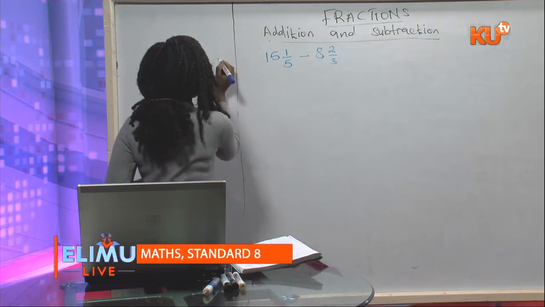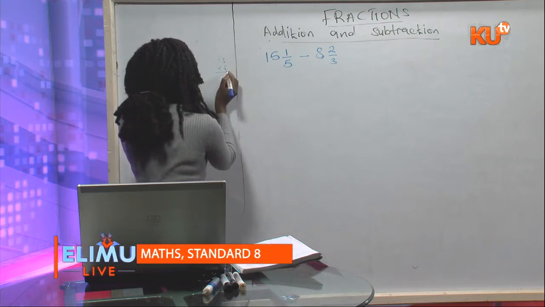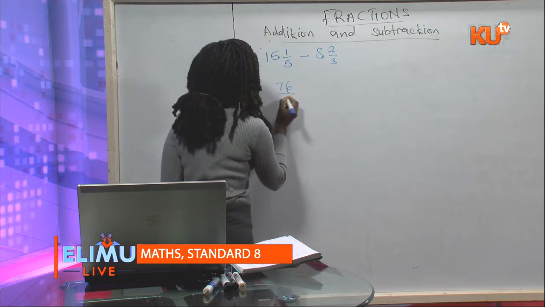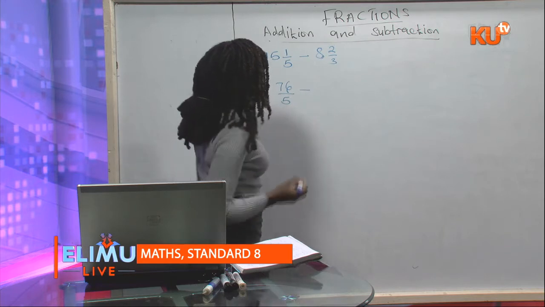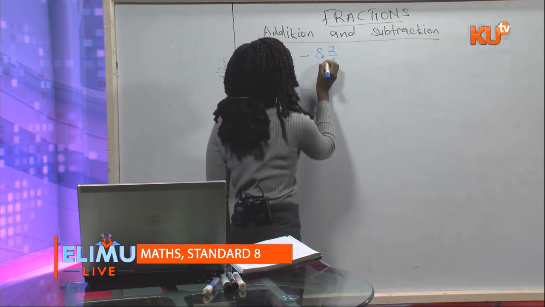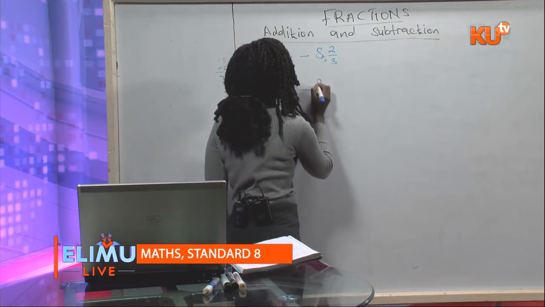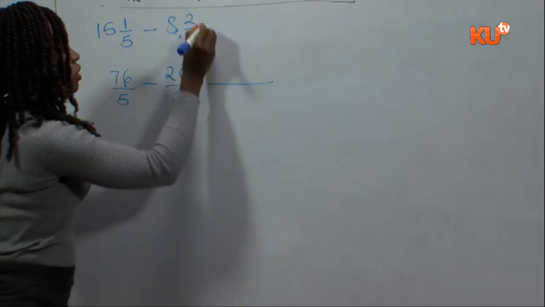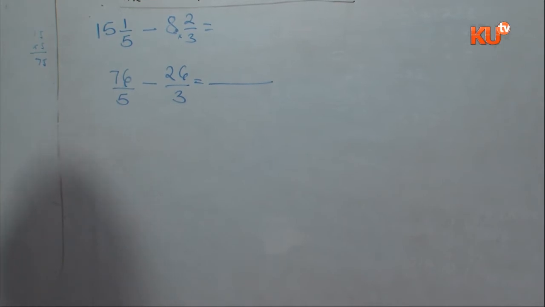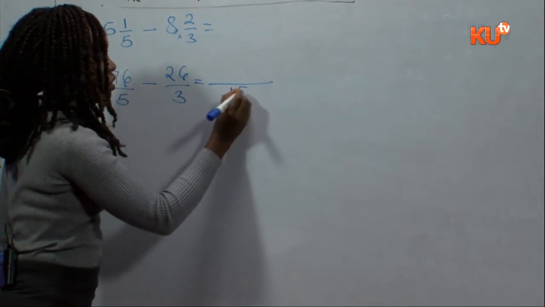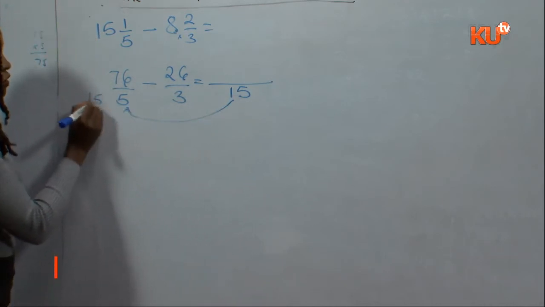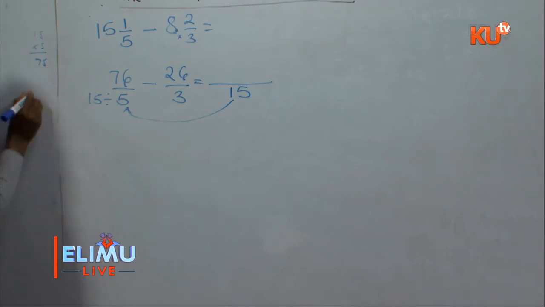15 times 5 is 75. 75 plus 1, we get 76 over 5, minus 3 times 8, 24 plus 2, we get 26 over 3. So the LCM of 5 and 3 is 15. Then we take 15, divide by 5, we get 3, then 76 times 3.